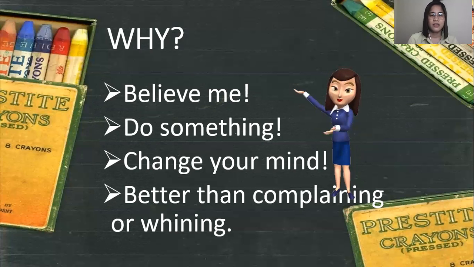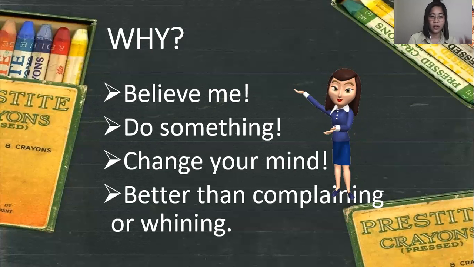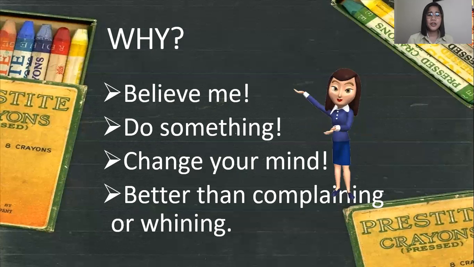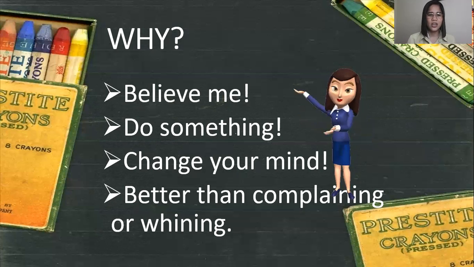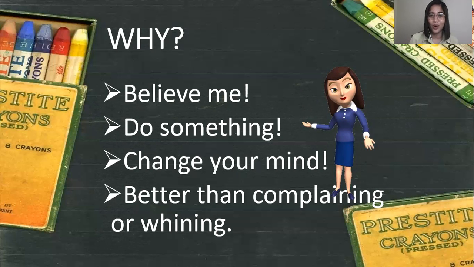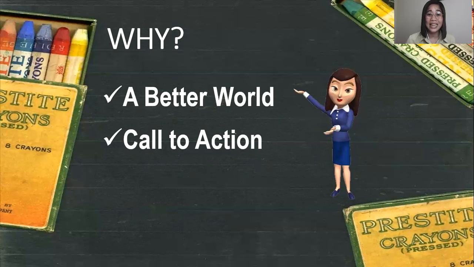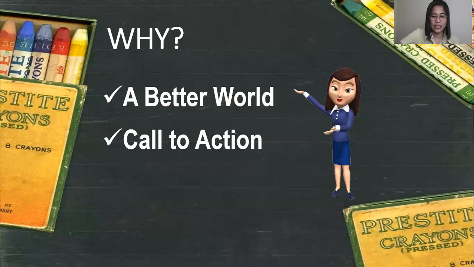All right? Say, for example, you wrote a persuasive text on not throwing garbage anywhere. After the readers read your text, they will do something about it, right? The third one is to change your mind. It changes the minds of the readers. And then another one is that persuasive text is better than complaining or whining. Another reason why we write persuasive text is because we want a better world after the readers have taken action after reading your persuasive text.